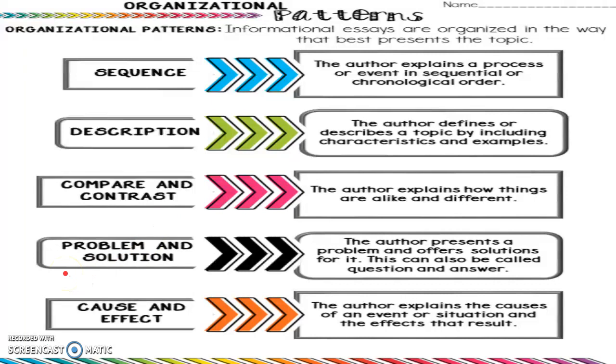Problem and solution, that's when the author presents a problem and then also presents solutions to that problem. So, for example, if pollution is a problem, you can discuss how it's a problem and some of the things it causes, and then introduce some solutions that are available. So that would be one way to organize problem and solution. And then cause and effect. When something happens and then the effect would be a direct correlation to that, okay? So those are the different organizational patterns for informational essays.